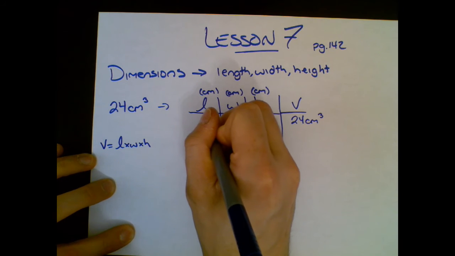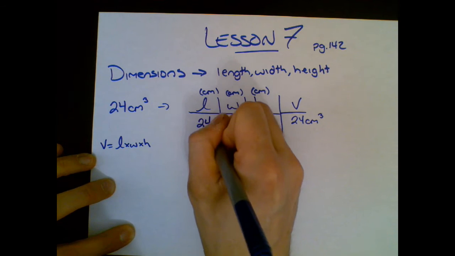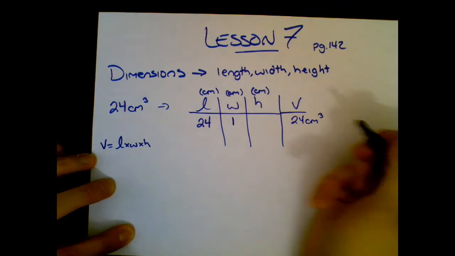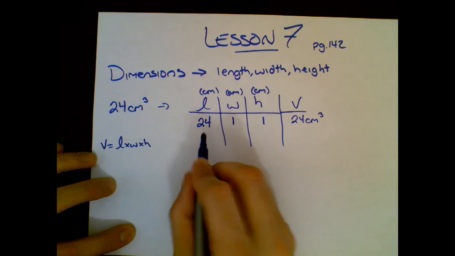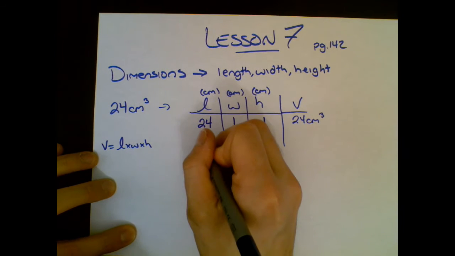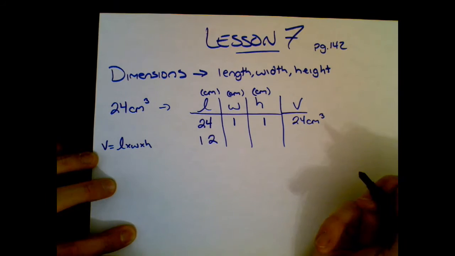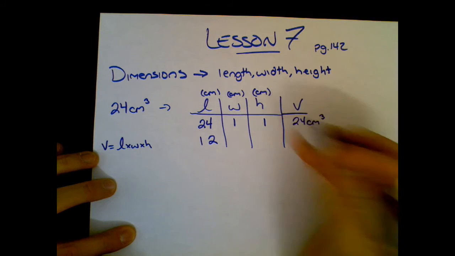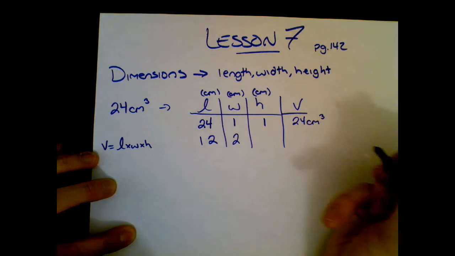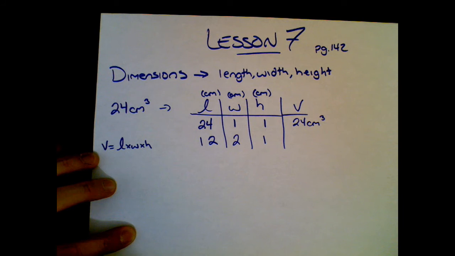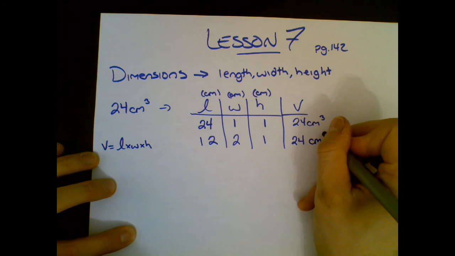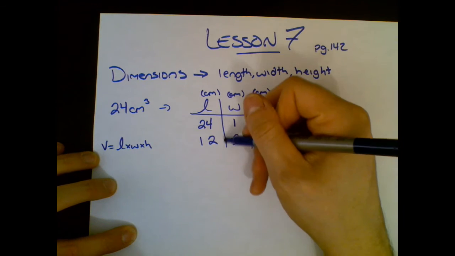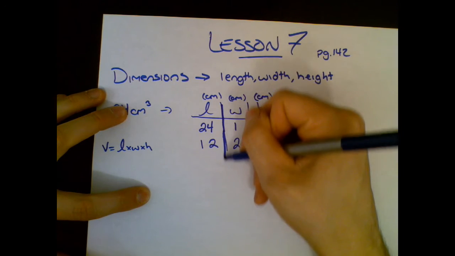So if I have a length of, let's say, 24, times 1 equals 24. Hopefully that makes sense. All right, so let's split that 24. What if I go 12? 12 times what can I get to 24? Sure, 12 times 2. That is already 24, so I times it by 1, and that gives me a volume of 24 centimeters cubed. I'm going to extend my table down here just a little bit more.